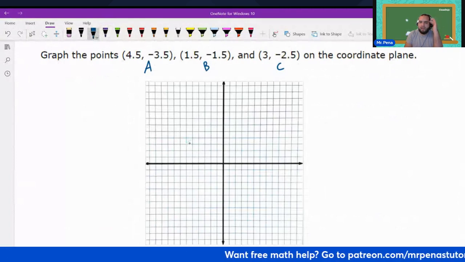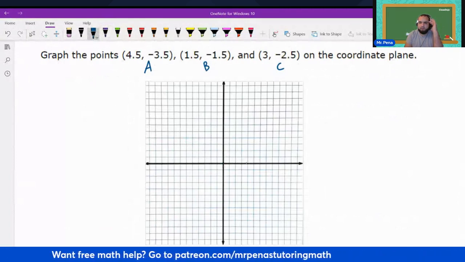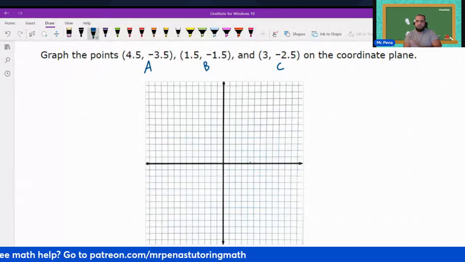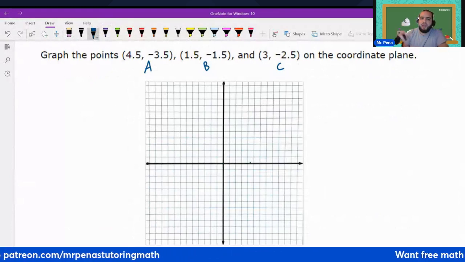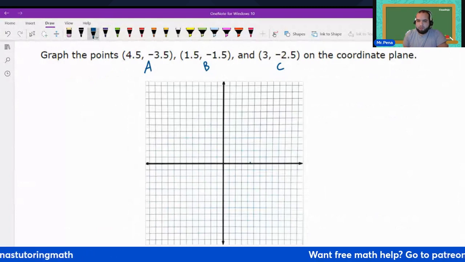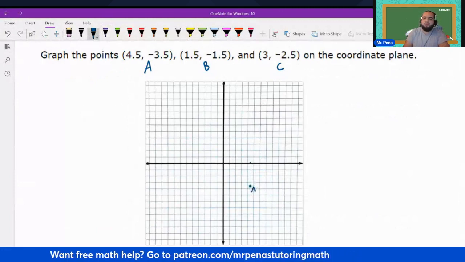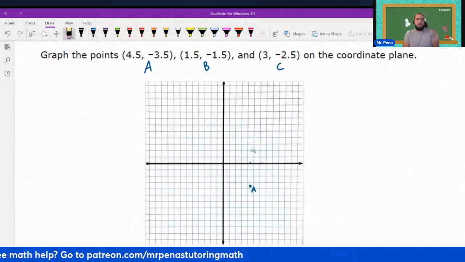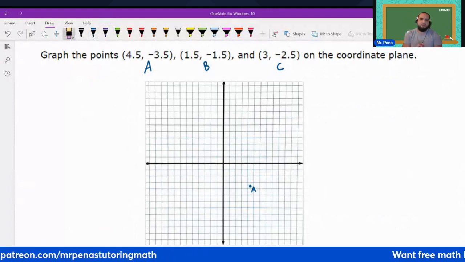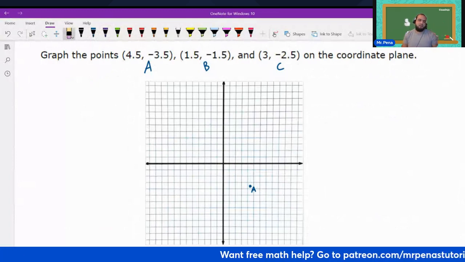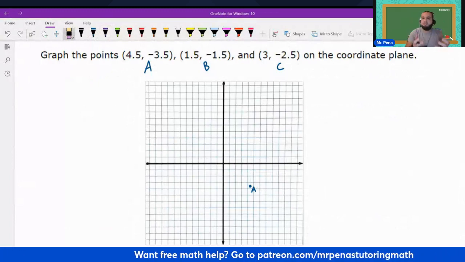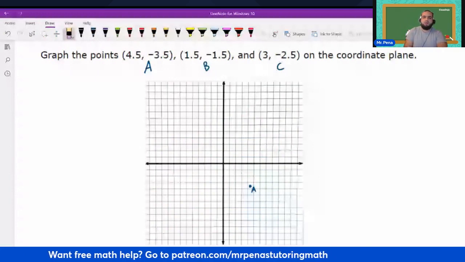So 4.5. Go to the right 4 times, and then go half. You see a little point? It's just there as a little reference. Then we go down by 3.5. 1, 2, 3. So that's going to be where our point A is. And what I want you to do is pause the video or the live stream. I want you to try to plot the other 2 points. Plot the points and then check back with me to see if it's correct. So we're good here.